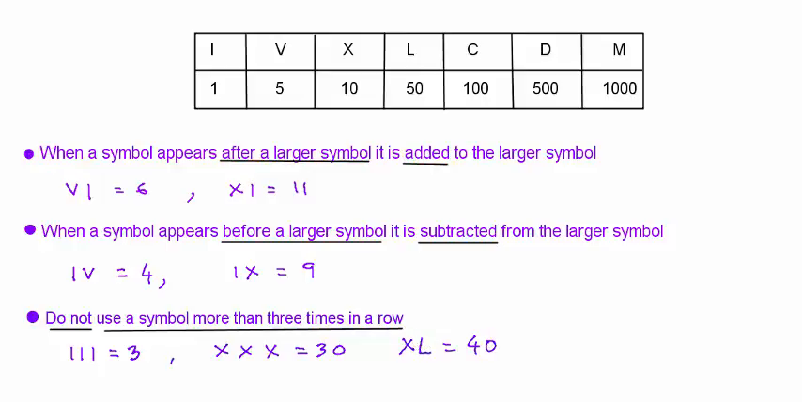Let's look at a few more examples. Let's try and write 76 in Roman numerals. You want to break down 76 as a 50 and a 20, that is a 10 and a 10, and a 5 and a 1. So this is going to be L, and then X, and then another X, and then a V, and then an I. So LXXVI is equivalent to 76.